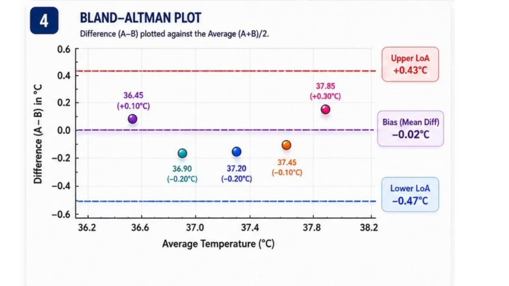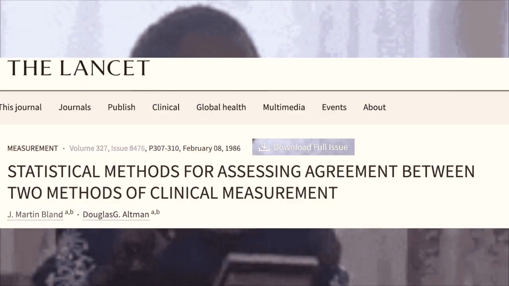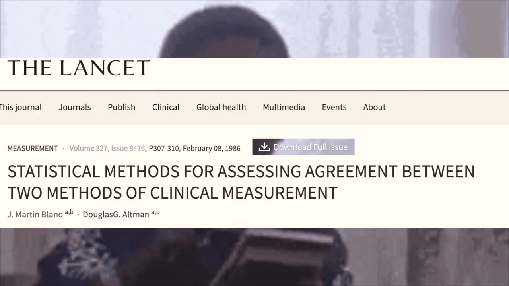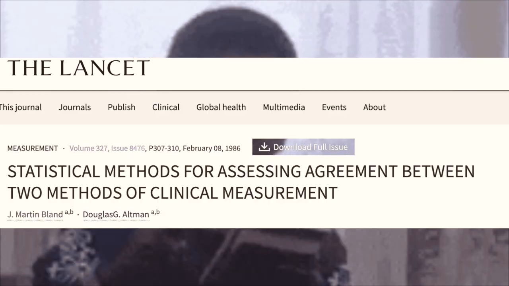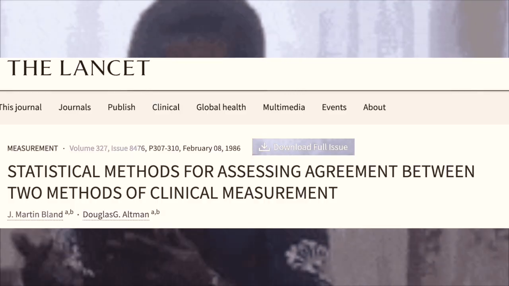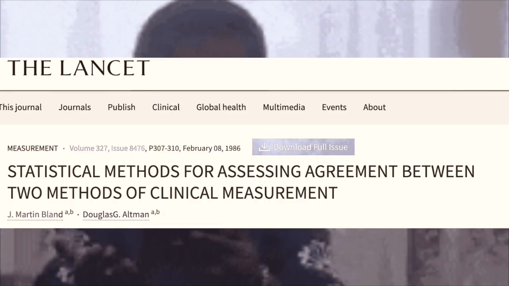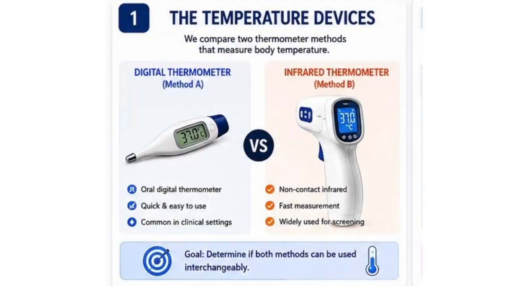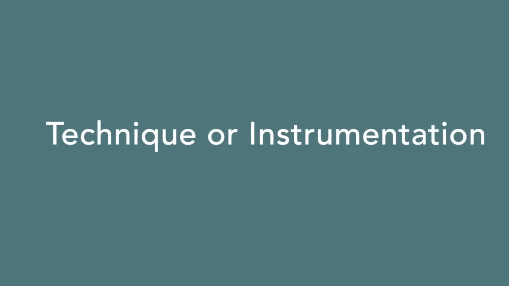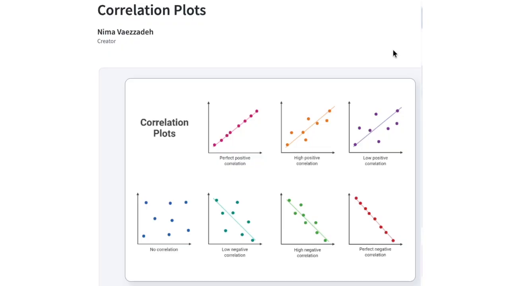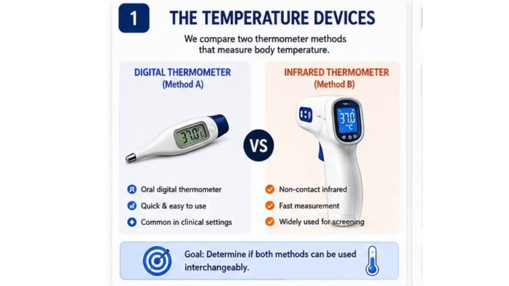Developed by statisticians John Martin Bland and Douglas Altman in 1986, and published in the Lancet, this is a method for assessing the agreement between two measurement methods. Now, does that make sense? This is to do with your measurement itself, the techniques you're using for the measurement. It's not just whether they correlate, but whether they can be used interchangeably. Are we on the same page?